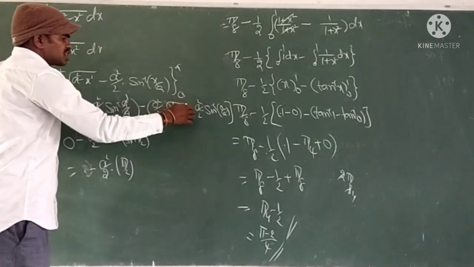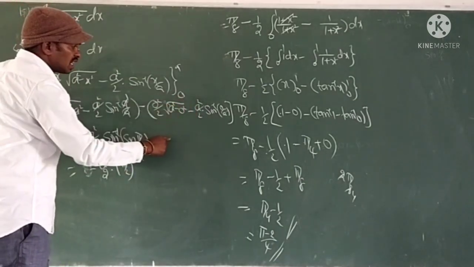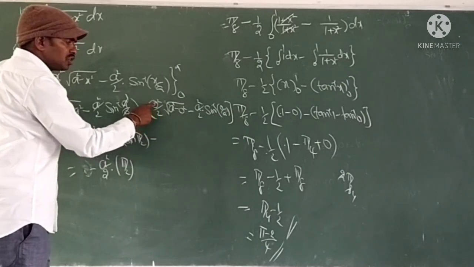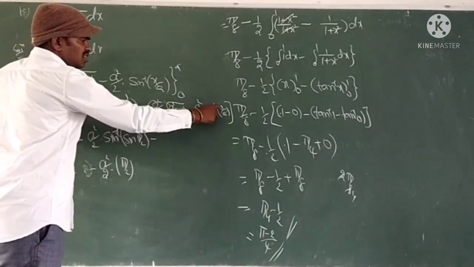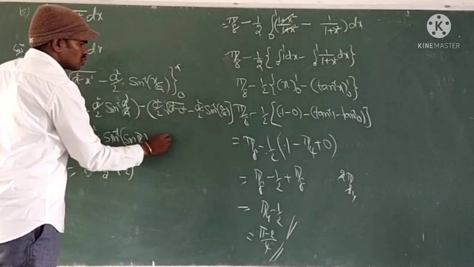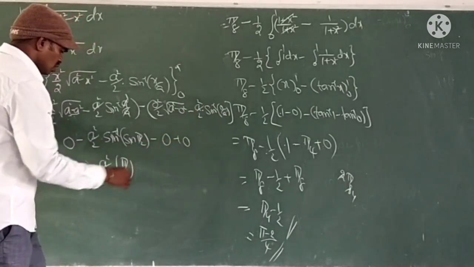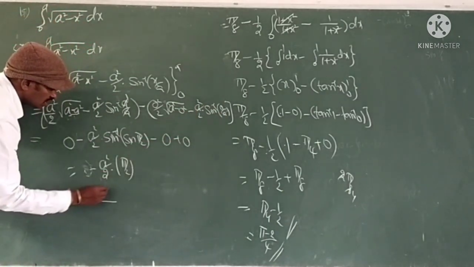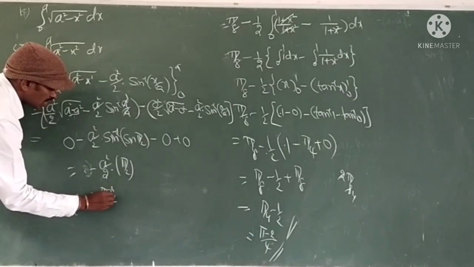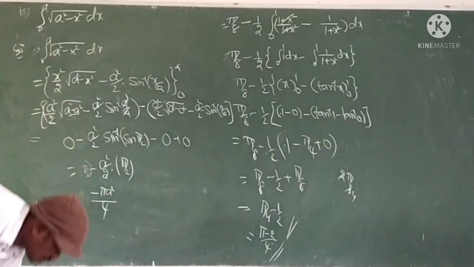And what about these steps? I did not complete this. So 0 square by 2 means 0, 0 into something is 0, and sine inverse 0 is 0, 0 into something is 0. So completely we are getting zeros. So this is the final answer. Minus pi a square by 4 is the final answer.